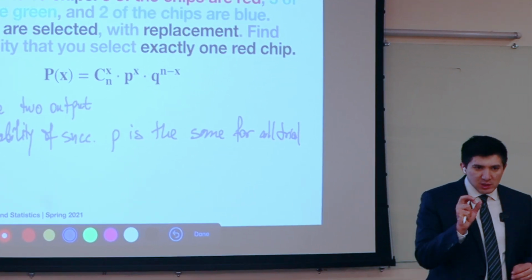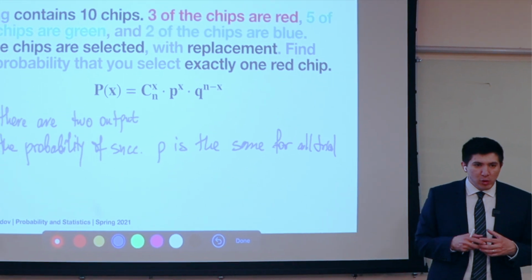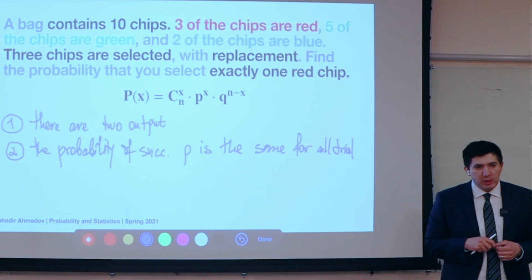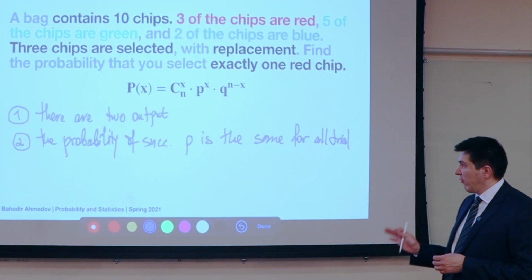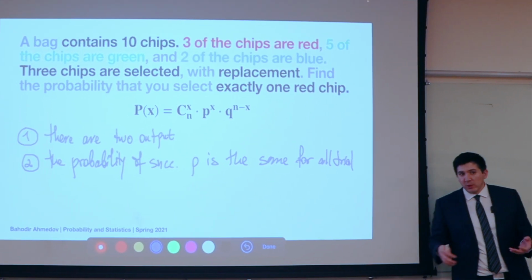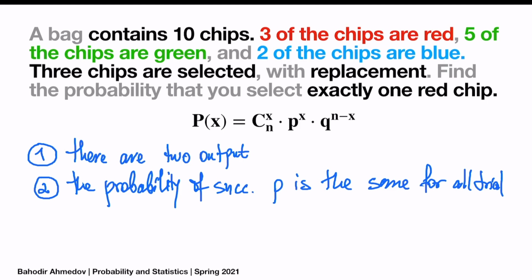So the probability of choosing the red one is 3 over 10 in the first trial. Now let's assume that I've chosen the red one. What is the probability that the second time I will choose the red one? It is going to be 2 over 9, right? It is going to be different. So then in this case, the second requirement doesn't work. It is not going to be binomial, so we cannot use the formula for the binomial distribution.